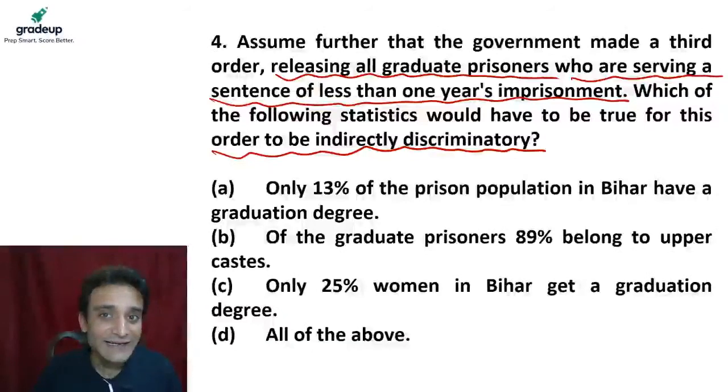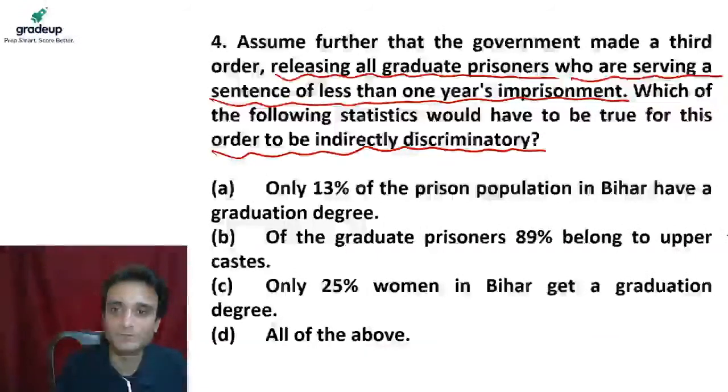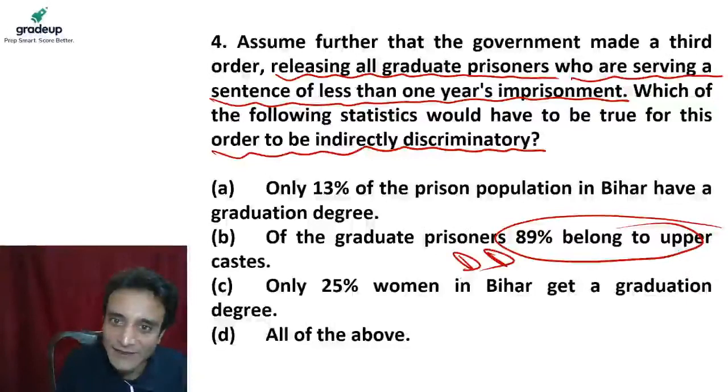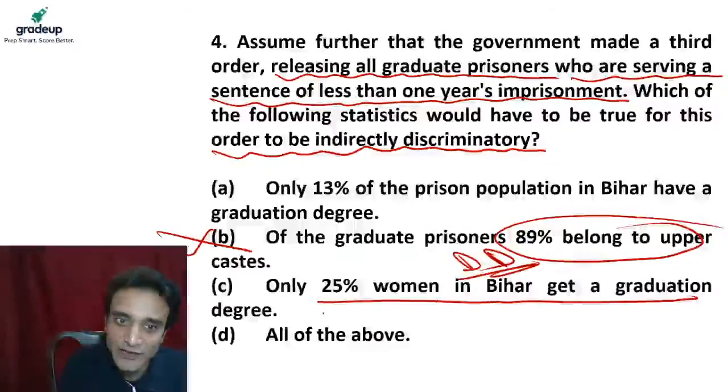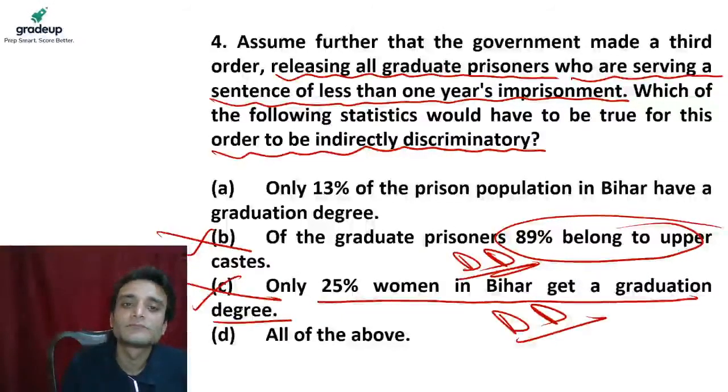Indirectly discriminatory. In order to be indirectly discriminatory: if you say option B, that of the 8 graduate prisoners, 89% belong to upper caste, this is directly discriminatory. So option B goes away. If you say 20% of the women in Bihar get a graduation degree, women, this is also directly discriminatory. The correct answer, friends, by way of elimination is option A.